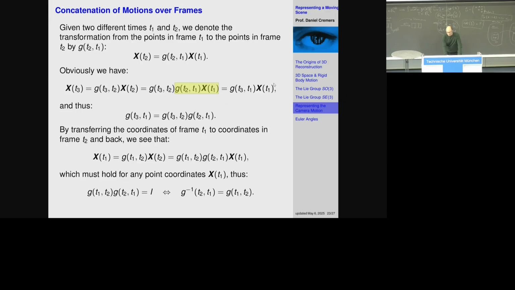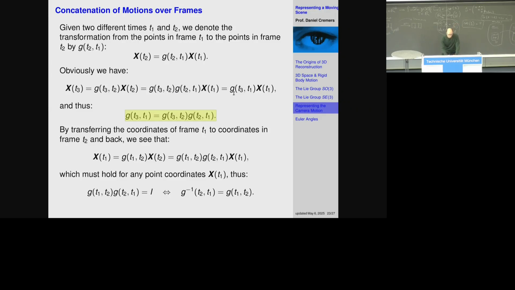And this should hold for any points, right? Any point that I consider, I should have this relationship with a rigid body motion moving from time 1 to time 2, or time 1 to time 3. And that means this family of rigid body motions has to fulfill, for any t1, t2, t3, this property. You can see it here, right?